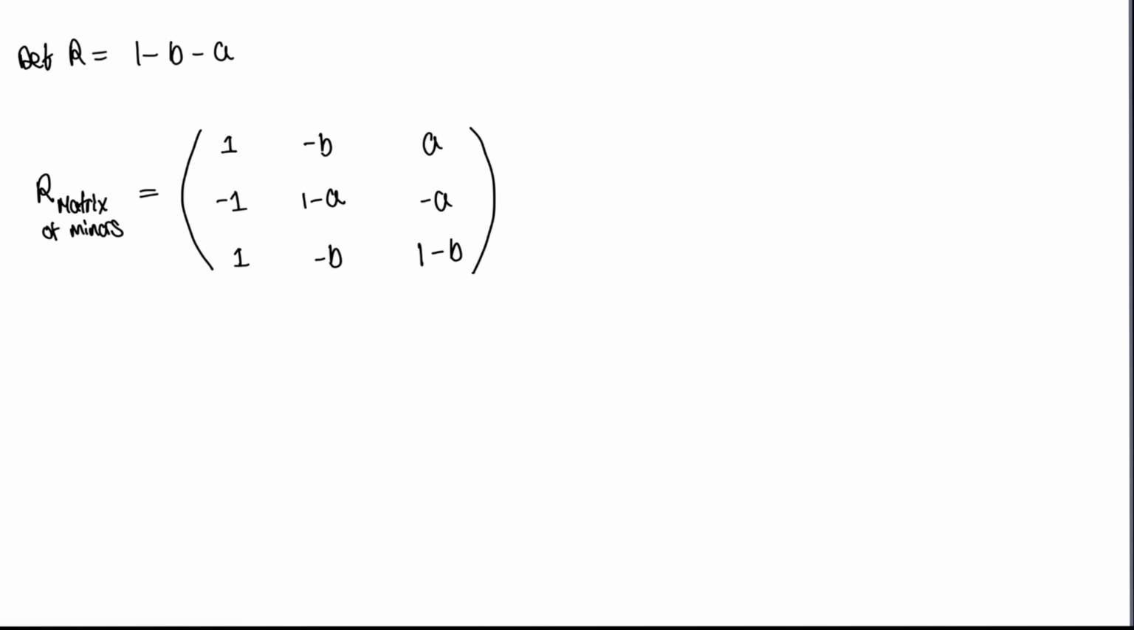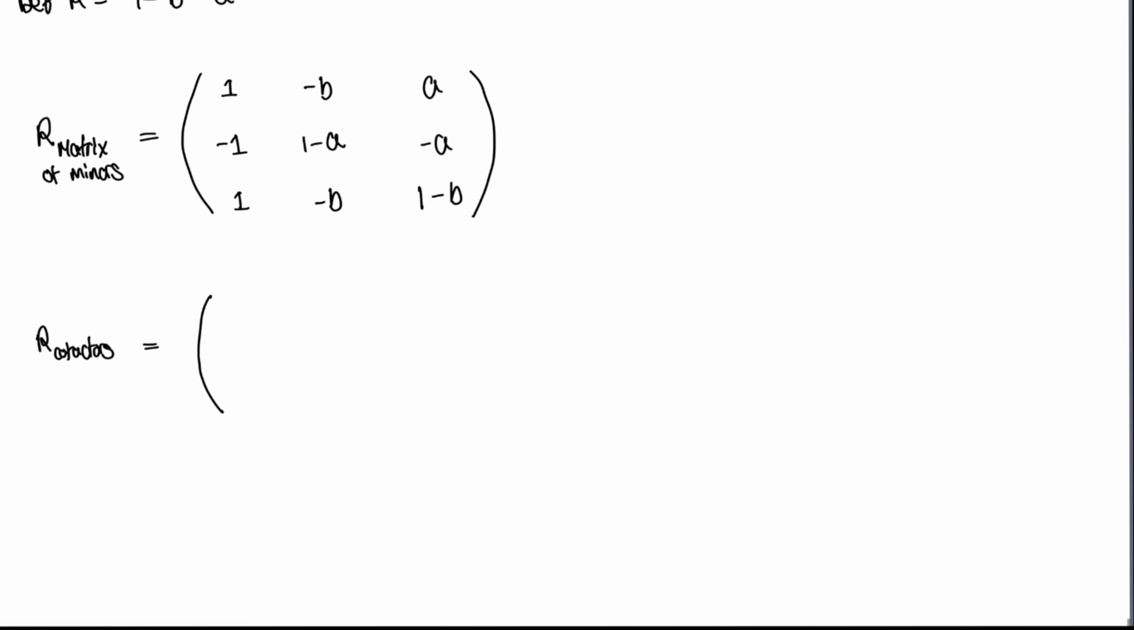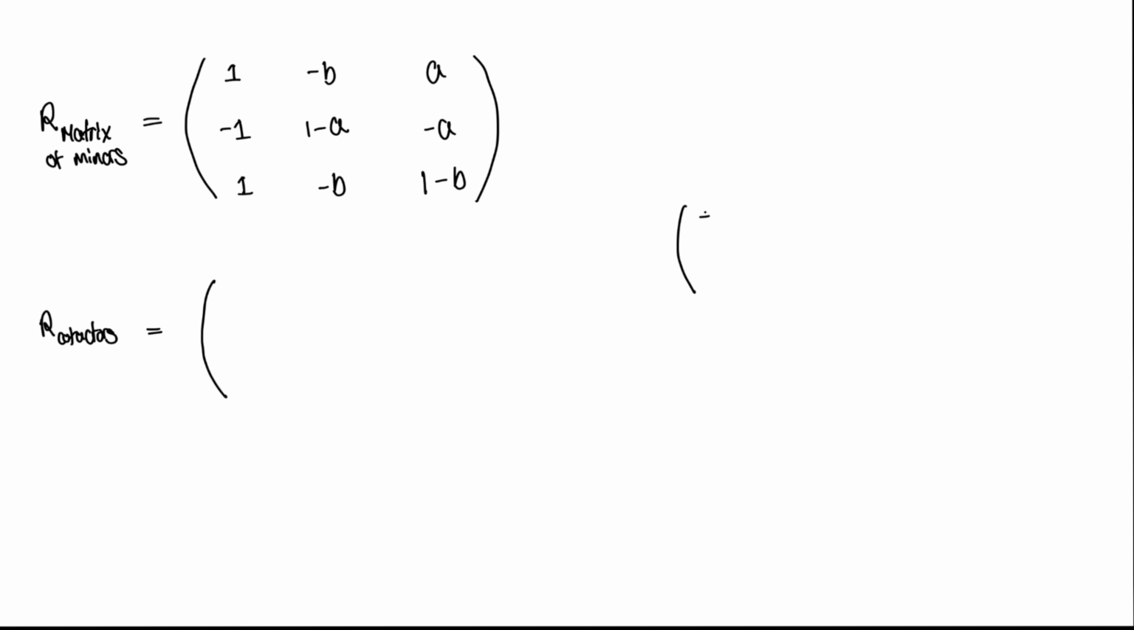Now I need to form from this the matrix of cofactors. So that's just me using this matrix and changing the signs of the matrix of minors. So 1 stays the same, minus B now turns positive, A stays the same, minus 1 turns positive, minus A turns positive, this B turns positive, and 1 minus B stays the same.